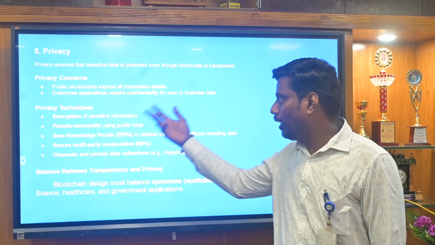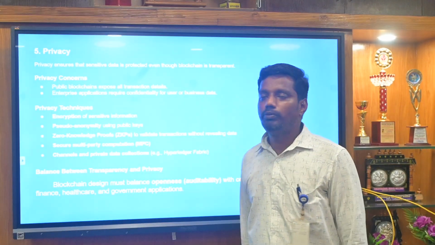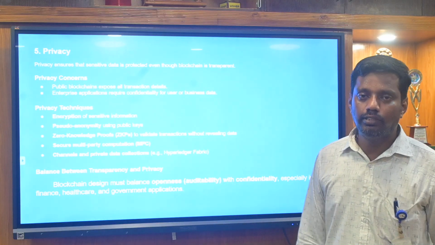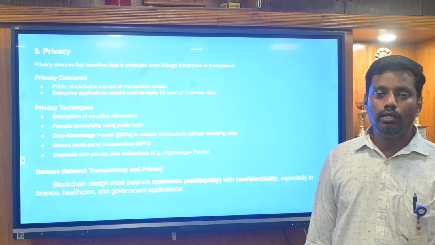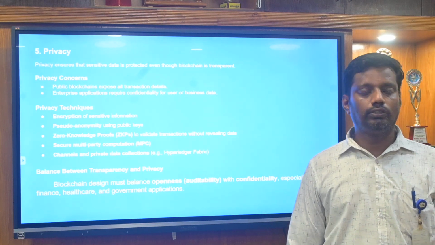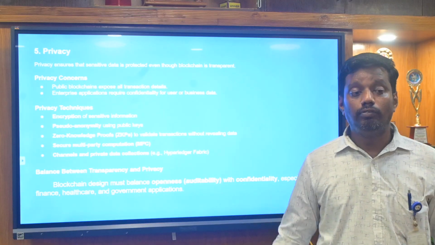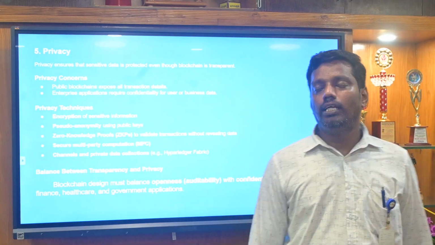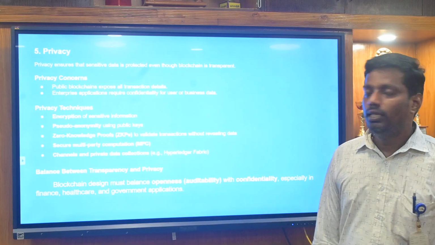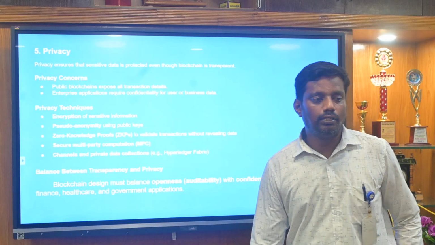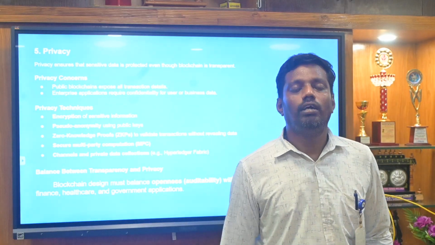When you talk about privacy techniques, there are several techniques that can be applied. One is encryption for sensitive information, using cryptographic concepts. The next one is pseudo-anonymity using a public key cryptographic system, and zero-knowledge proofs to validate transactions without revealing the data. The next one is secure multi-party computation, and the last one is channels and private data collections, an example of which is Hyperledger Fabric.